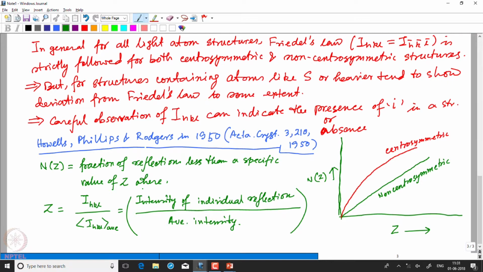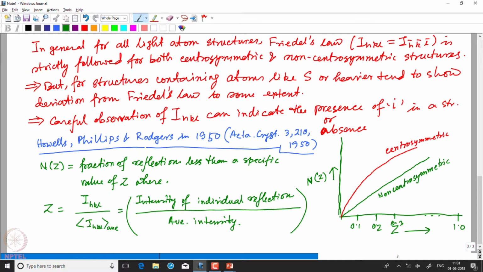That means the specific value of Z can be made to fall within 0.1, 0.2, 0.3 and so on, up to 1.0. So the number of reflections, that is Nz, is the fraction of reflections having the value less than Z of 0.1, and that is then plotted, and a best fit line is done.